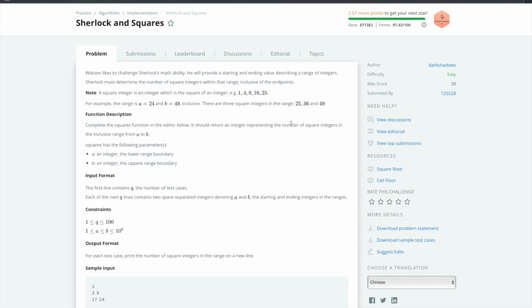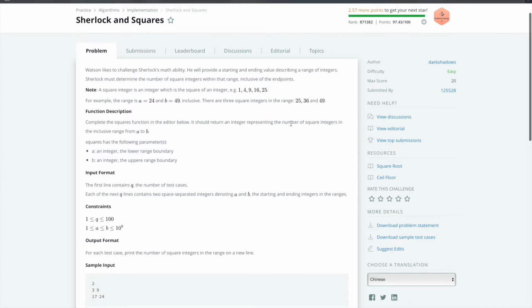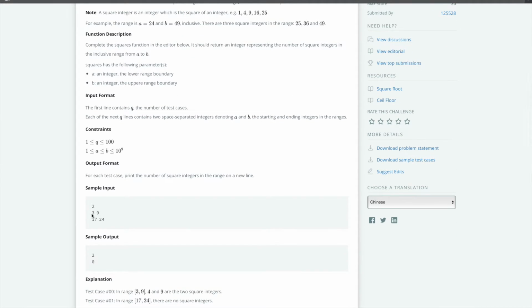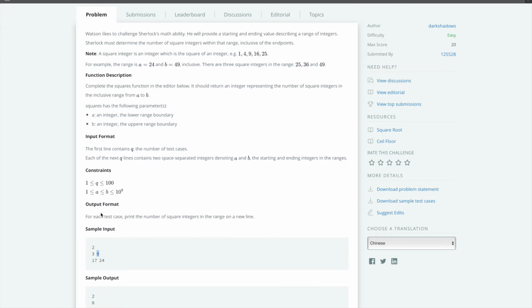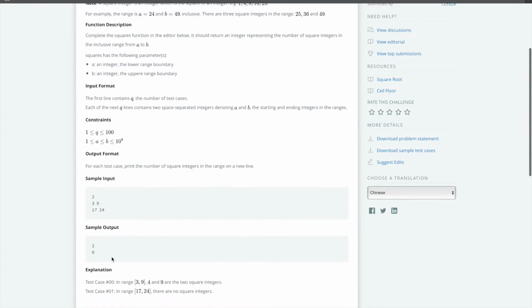Alright, so we're doing the Sherlock and Squares problem on HackerRank. In this problem, we will be given an interval where the first value is where our interval starts and the second value is where our interval ends. What we want to do is find the amount of square integers in our interval. So for this example, there are two square integers.